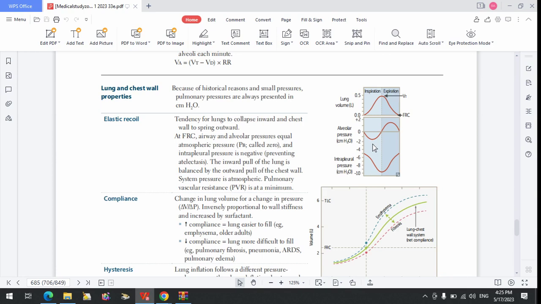The opposite happens during expiration. In expiration, the diaphragm is now relaxing. Intrapleural pressure is now increasing towards less negative. So it's now increasing from -10 to -5. You know that's an increase. Do you get it? So don't let it confuse you.